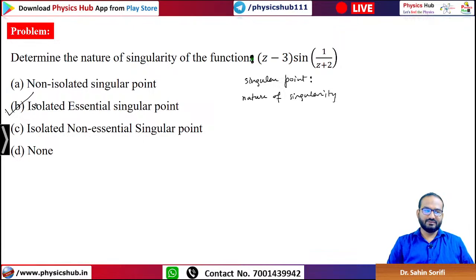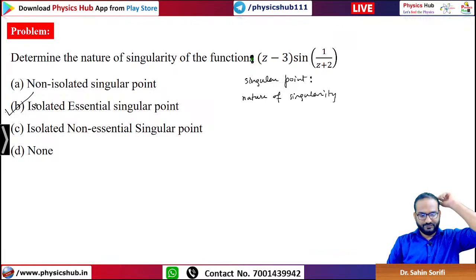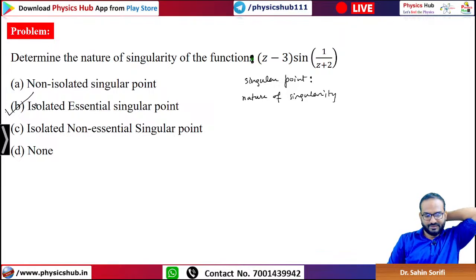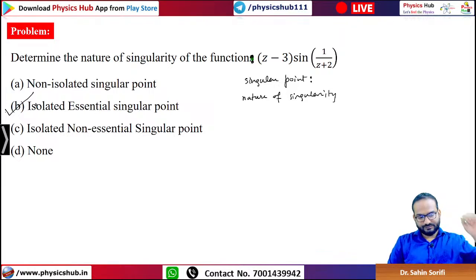What is the singular point of this function? Z equals to minus 2. Very good. Z is equal to minus 2. It is a singular point.